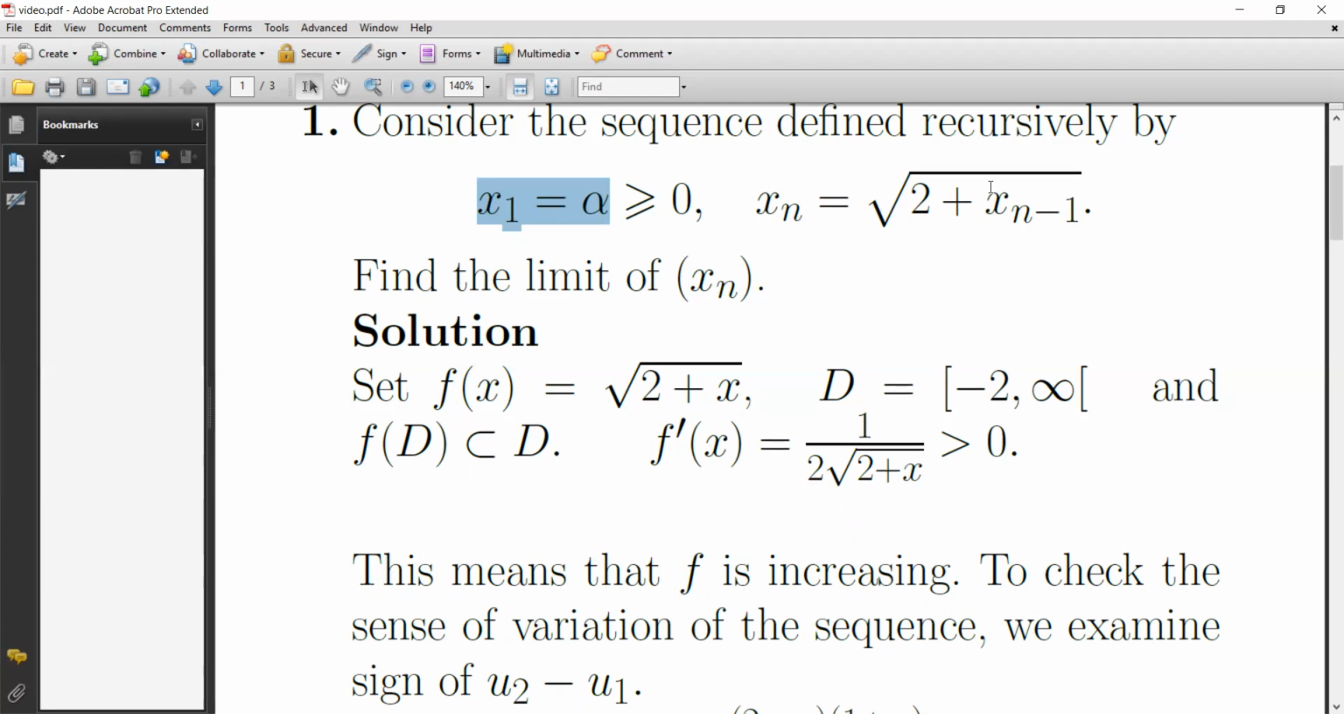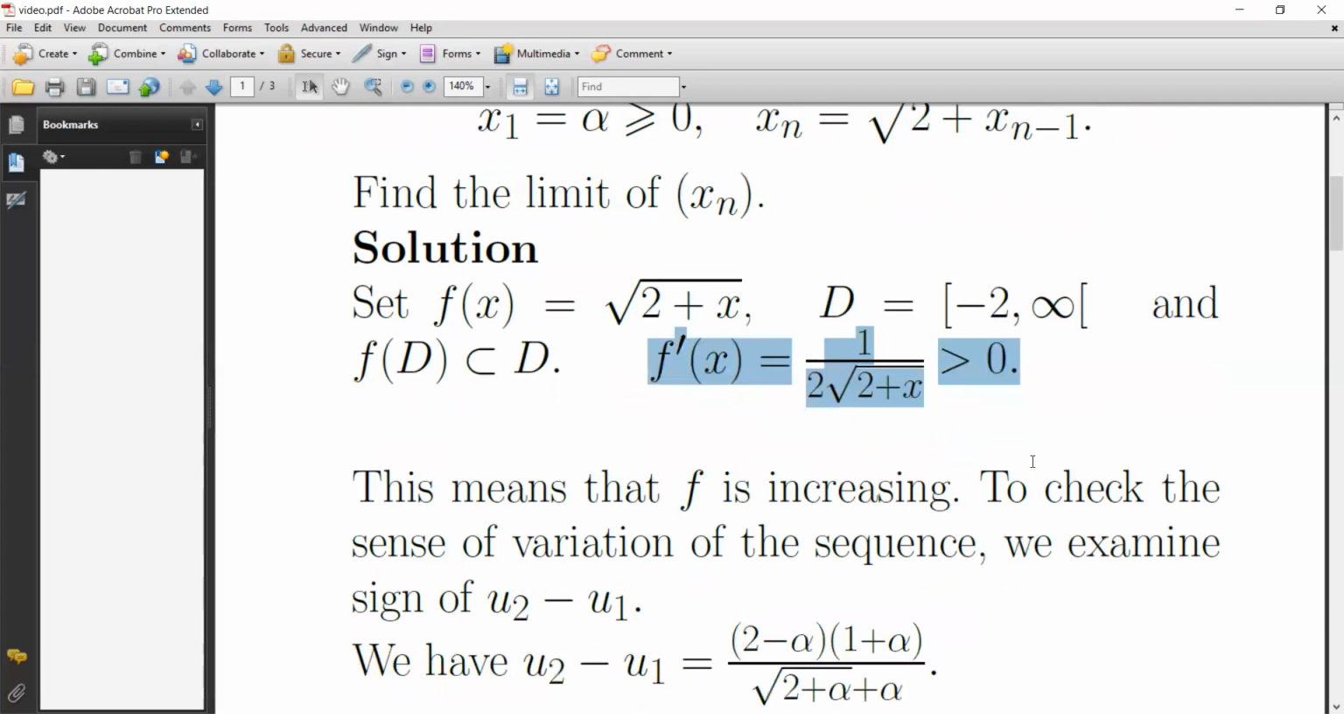So we associate this sequence with the function f. The domain of definition is [-2, +infinity). It is clear, trivial, that the image of f on D is a subset of D. If we calculate the derivative, we find 1 over 2 square root of 2 plus x, which is strictly positive. This means that f is increasing.